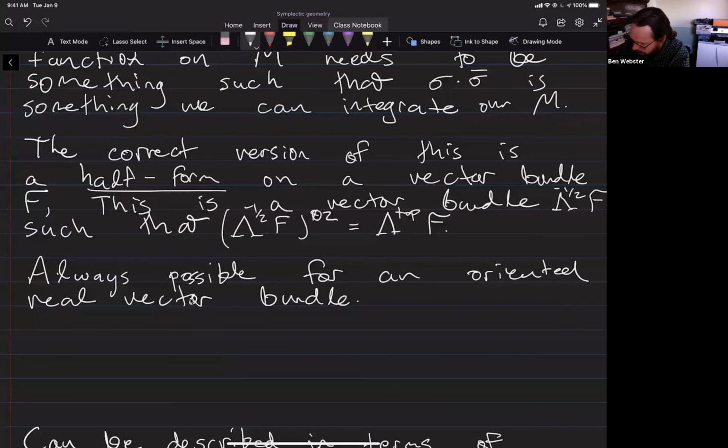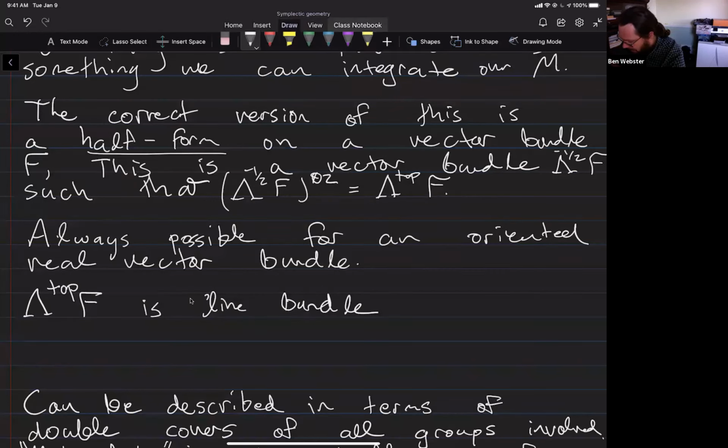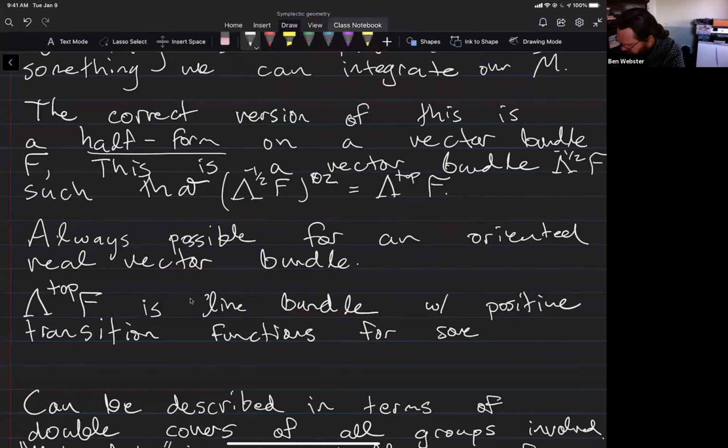So if I have an oriented real vector bundle, then this top wedge power is a line bundle. And precisely because the vector bundle is oriented, you can assume it has positive transition functions, for some trivialization over a cover.